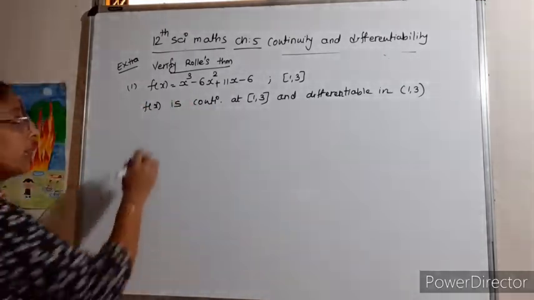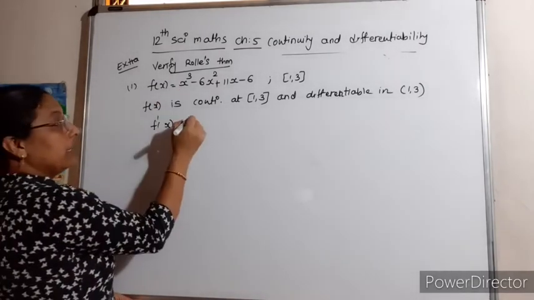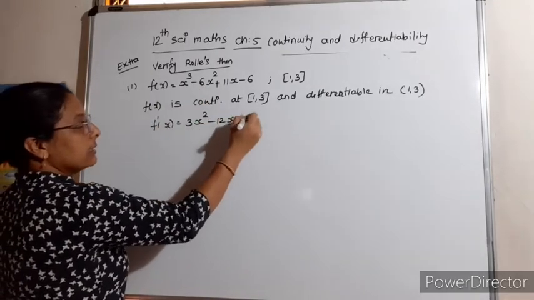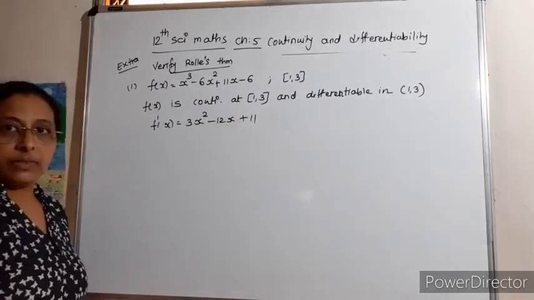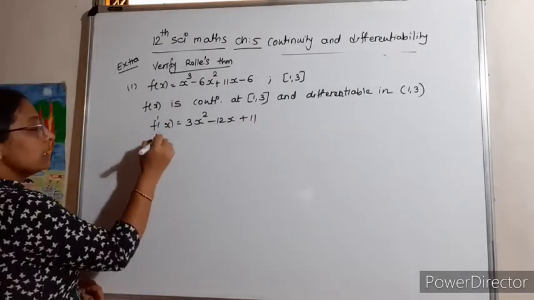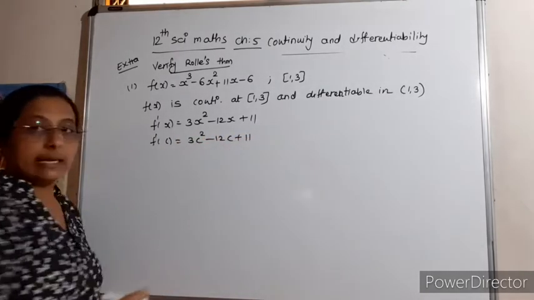Now what will you write? f dash x. So the derivative of x cube is 3x square. Here it is 12x plus 11. Now this is f dash x, so we'll write f dash c. So f dash c is 3c square minus 12c plus 11.